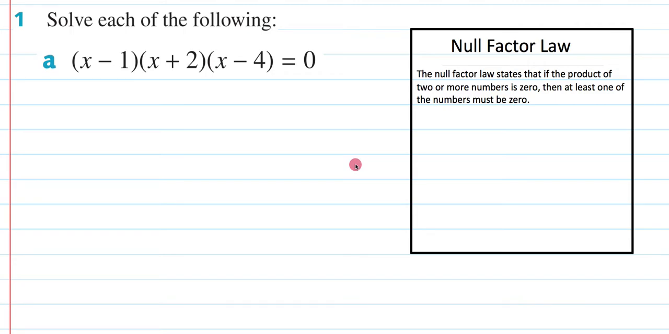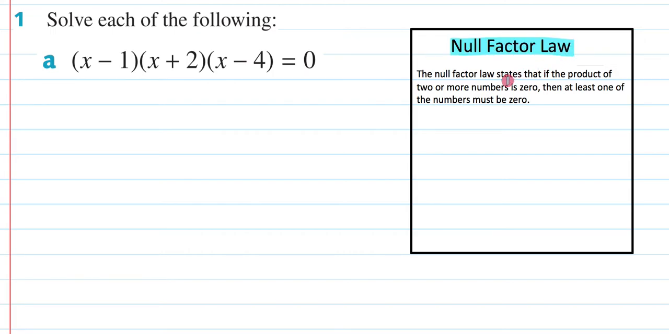We are going through exercise 6D, and in this video we'll be answering question 1a, which says solve each of the following, and here we have a cubic which is set equal to 0. Now in order to answer this, we're going to have to utilize our null factor law.